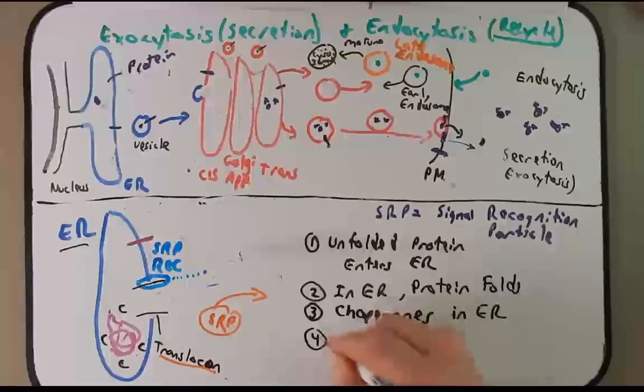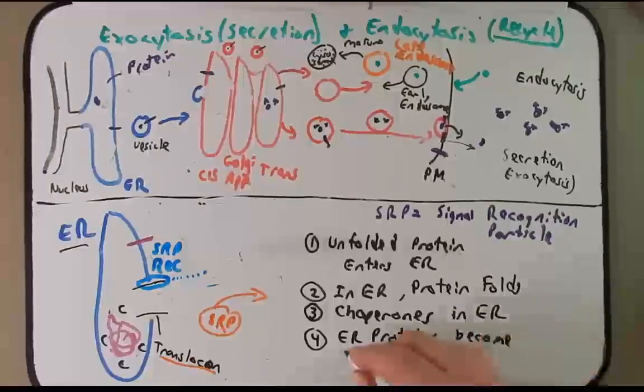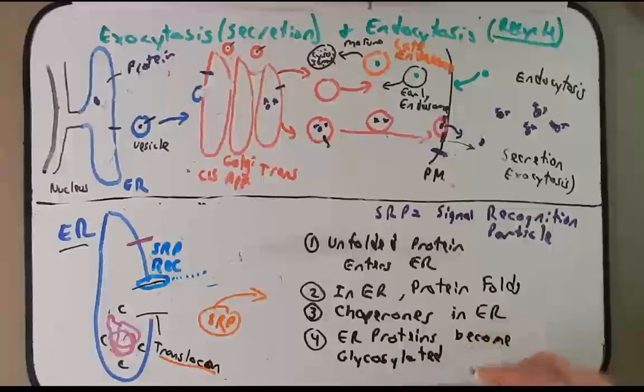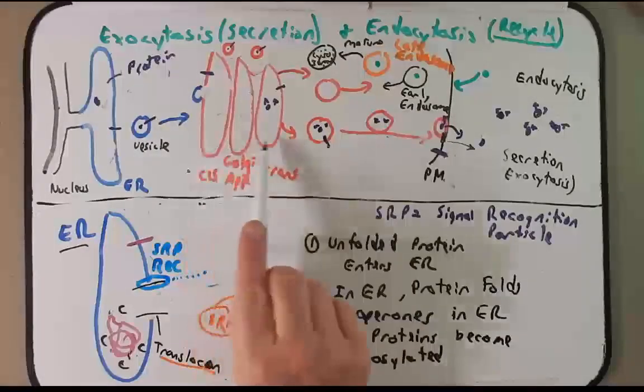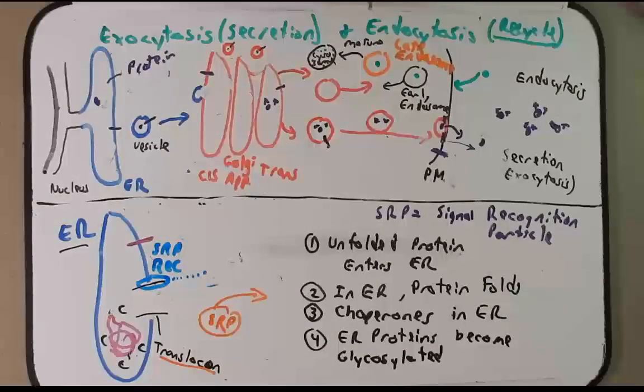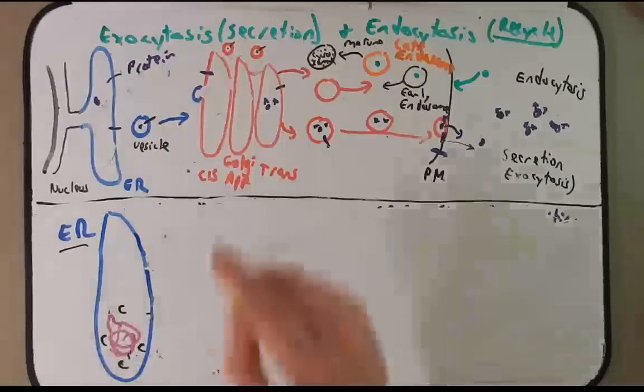Now the last thing I want to say is that ER proteins become glycosylated, meaning they become glycoproteins. And as they reside in the ER, they can become more and more glycosylated. As we'll talk about in a moment, we can determine the maturity of the protein by how much it has been glycosylated, because as we go through secretion, it will pick up more and more sugar residues on the outside of that protein. Now remember, our next step is the Golgi.